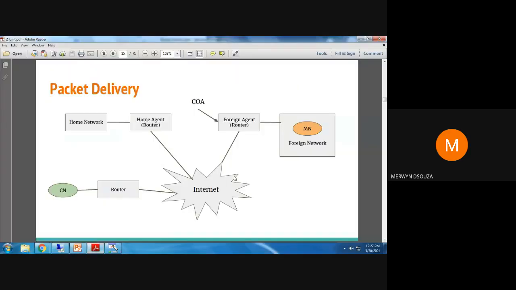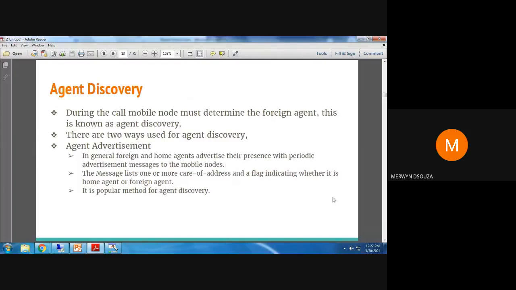Let's just look at this. Basically, this is your agent advertisement. Like I told you, foreign and home agents will advertise their presence with periodic messages, and the message will contain one or more care of addresses, and a flag which tells whether the message has been sent by a home agent or a foreign agent.